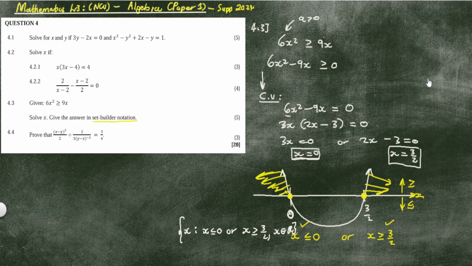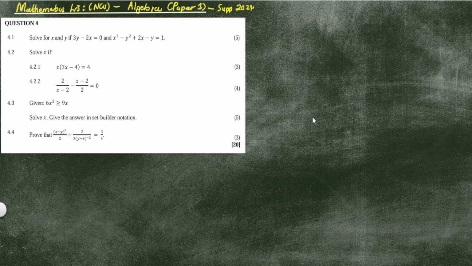Now for the last solution, for the last question, 4.4, we have an algebraic expression. We have to prove that the left hand side is equal to the right hand side. We have to prove that this is equal to this. Let's take the left hand side and simplify it.